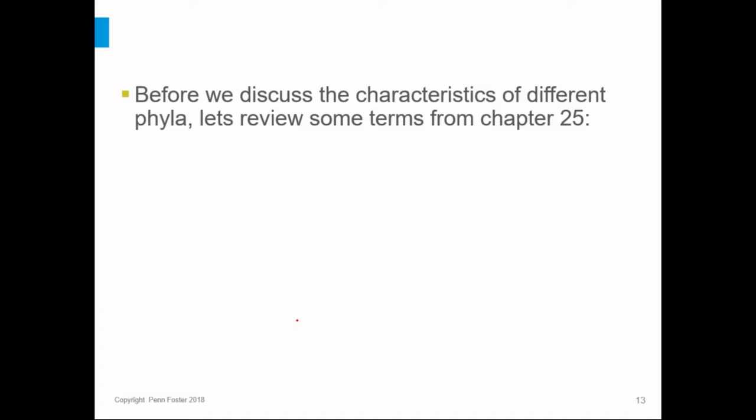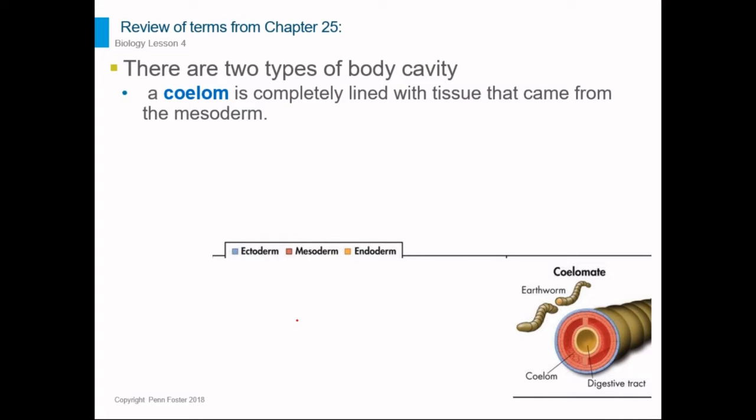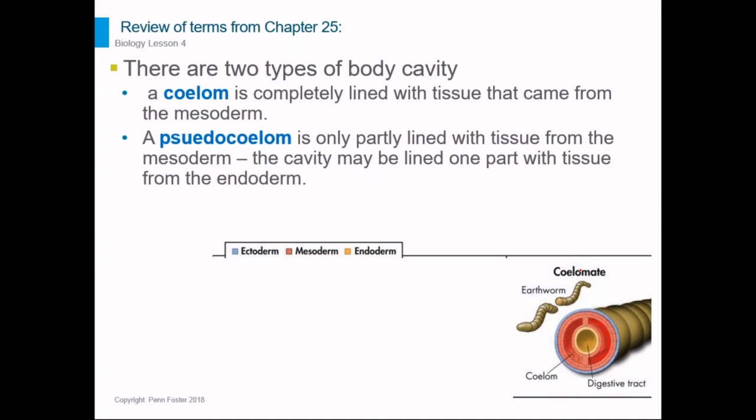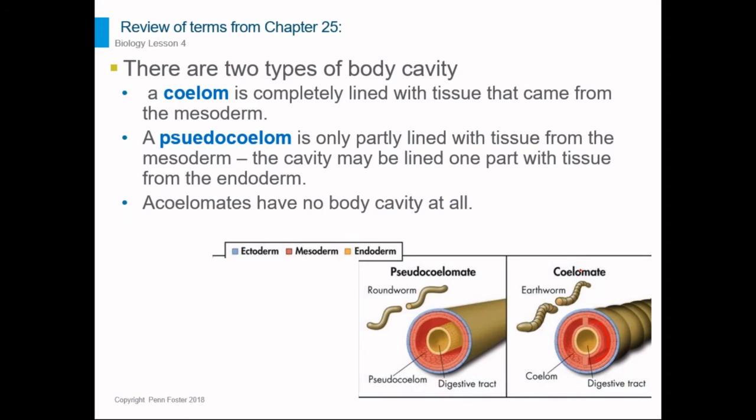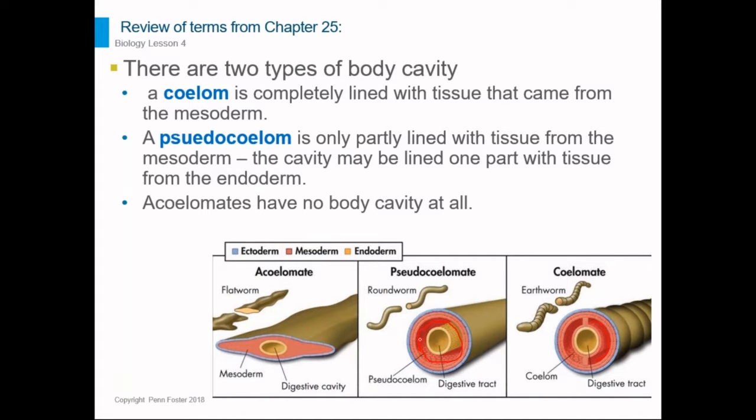Now we're talking about chapter 26 and the characteristics of these different phyla, but let's review a few of the terms that we're about to talk about. So these are terms from chapter 25 that we're using in chapter 26. So the first ones are body cavities. There's two types of body cavity. You have a coelom, which is completely lined with tissue that came from a mesoderm. So you can see this cavity here that's lined on both sides. A pseudocoelom is only partly lined with tissue from the mesoderm. So you can see it's a cavity here that's only lined on one side. And then if there's no coelom at all, they're acoelomates, and you can see there's just no empty space here. It's just solid.